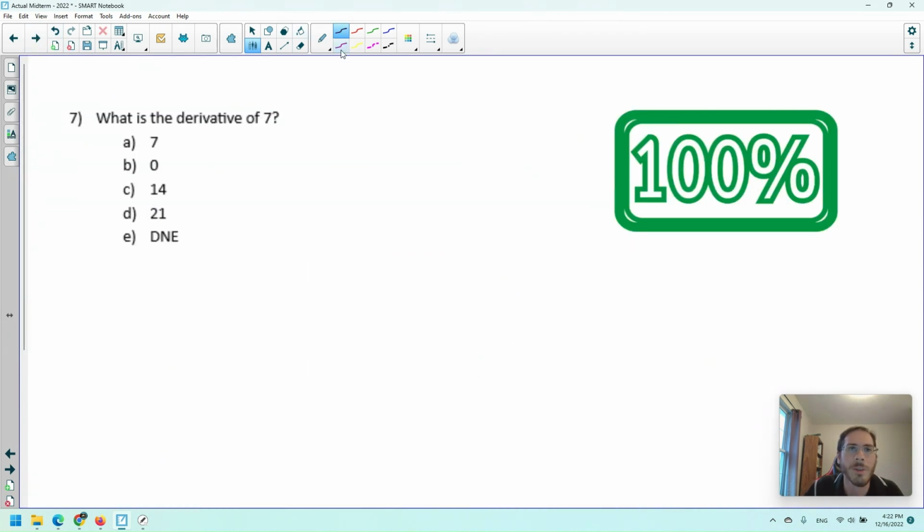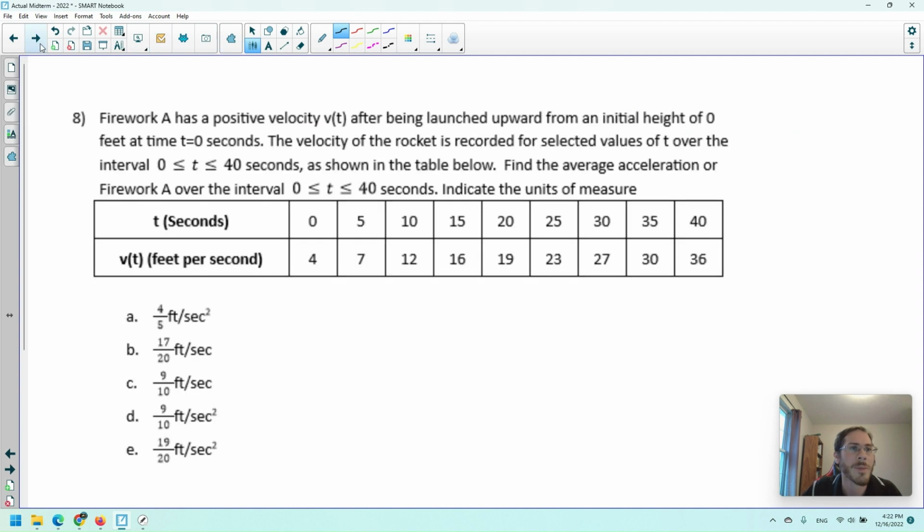For 7, everyone got this one right too. I thought someone was going to get tricked by this one, but no one got tricked by this one. Derivative of a constant is always 0. So that's our derivative of a constant rule. d/dx of c is always going to be 0. So since 7 is just a number, the derivative is 0.